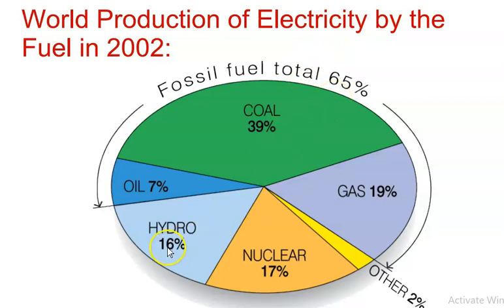Here we can see that hydro also plays a major role. 16% of electricity is generated by hydropower plants, and finally nuclear power plants, we can see that 17% of electricity is generated by nuclear, and the remaining 2% is for others. This could be solar energy, tidal energy, or whatever.